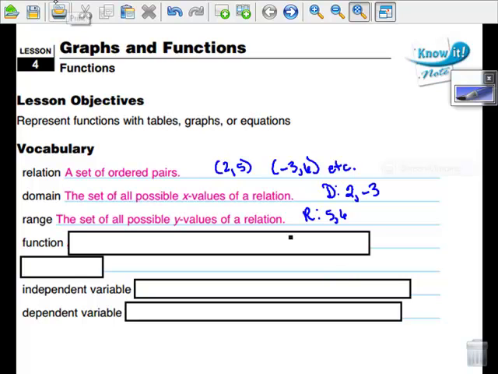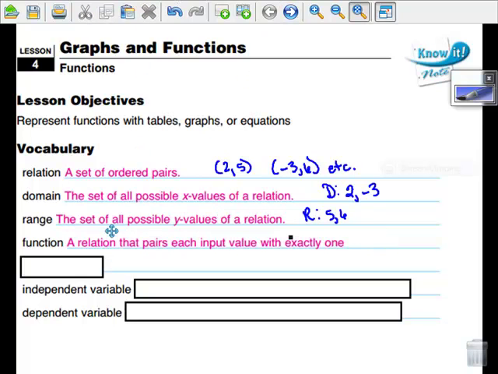Then we have a function. And a function is a relation that pairs each input value with exactly one output value. So each input has exactly one output value. In other words, the inputs can't repeat with different outputs. I can't put (2, 5) as one point and then another point as (2, 7). So the inputs cannot repeat.